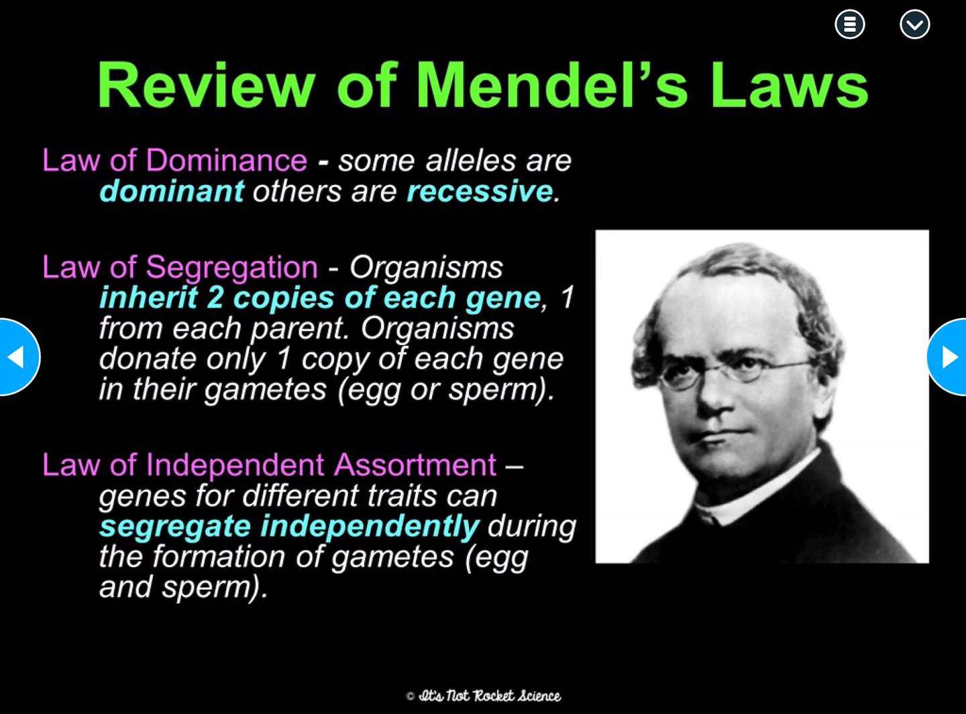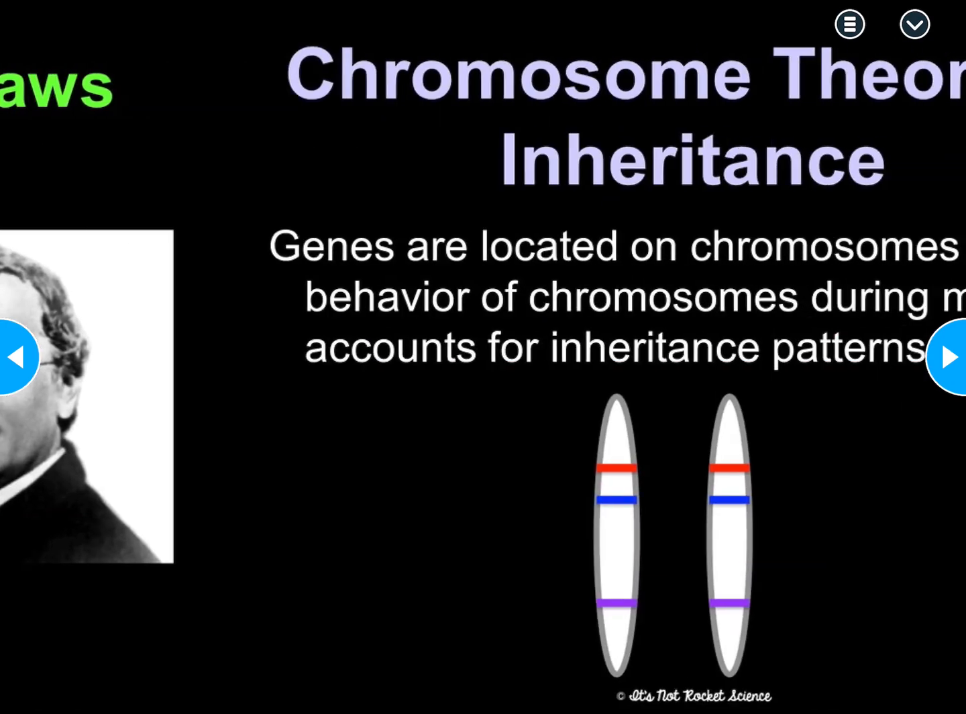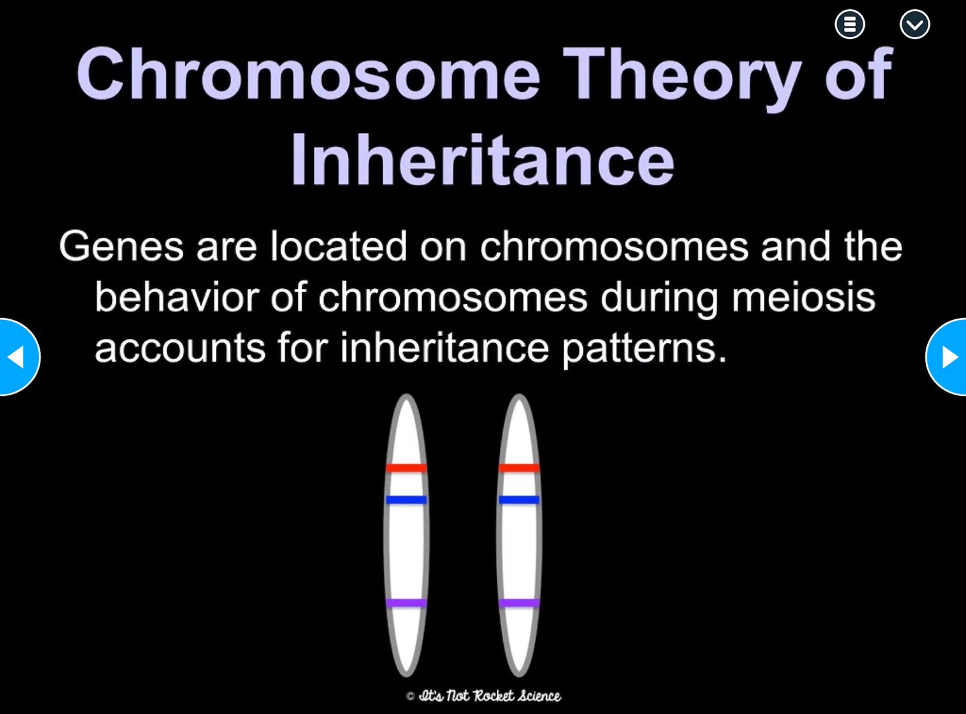However, this is called complex patterns of inheritance, and we're going to look at the rebels of genetics, things that do not necessarily follow Mendel's laws. Alright, so chromosome theory of inheritance says that genes are located on chromosomes, and the behavior of chromosomes during meiosis accounts for inheritance patterns.